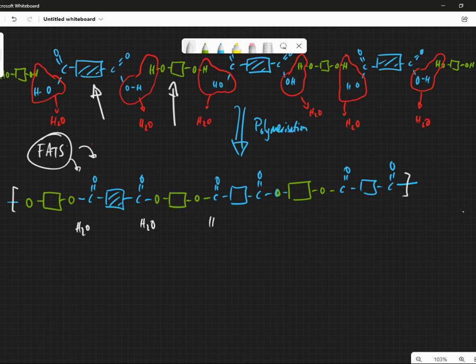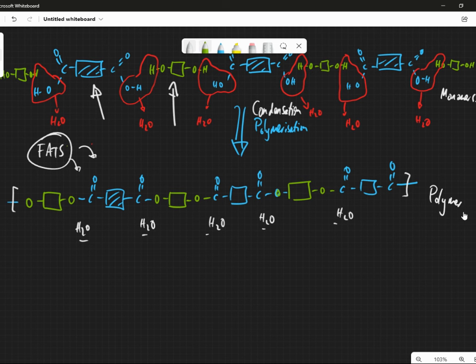What type of reaction formed this polymer? This is now our polymer. These are our monomers. Water split off all the way, so it's known as a condensation type reaction. And so this type of reaction is known as a condensation polymerization.